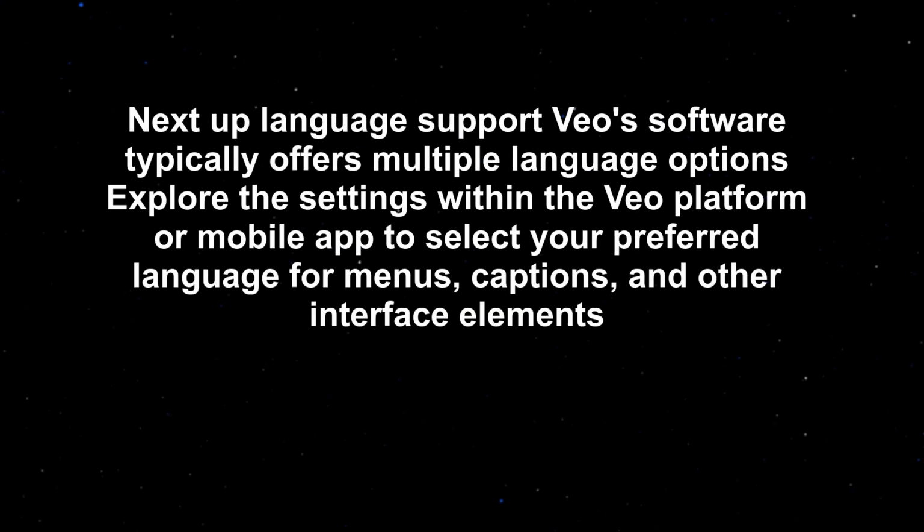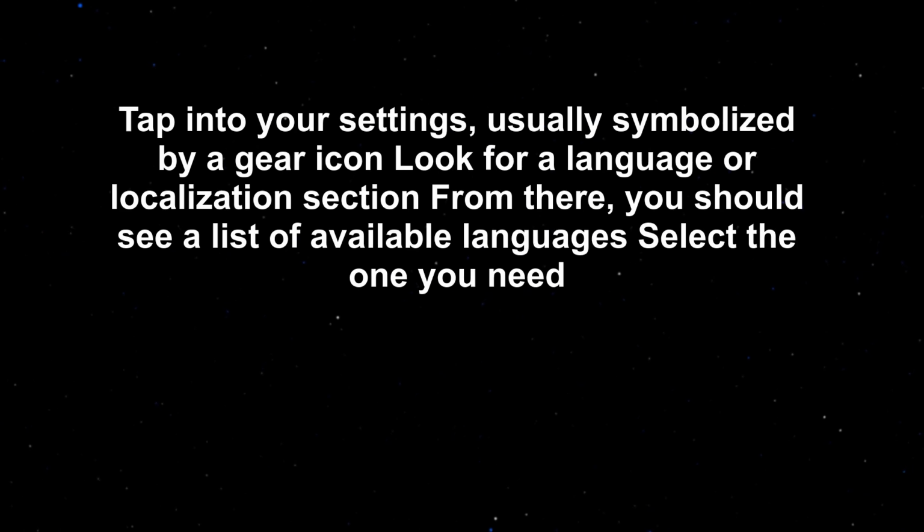Next up, language support. Veo software typically offers multiple language options. Explore the settings within the Veo platform or mobile app to select your preferred language from menus, captions, and other interface elements. Tap into your settings, usually symbolized by a gear icon. Look for a language or localization section. From there, you should see a list of available languages. Select the one you need.